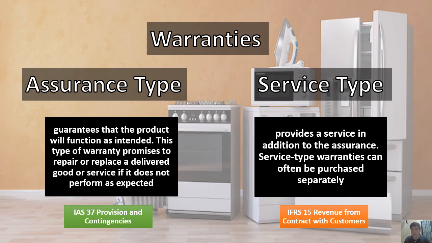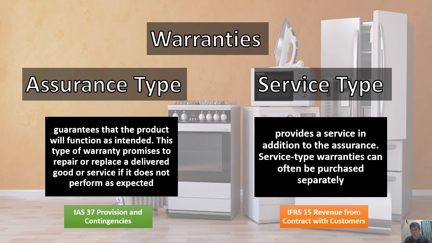So, ulitin ko lang ulit, if we're talking about warranties, we have to determine what type of warranties we are offering to our clients. It can be assurance, wherein we're just guaranteeing the effectiveness of the product for a certain period of time. So, in case the product fails, the buyer can go after us and ask for repair and replacement without additional cost on their part.